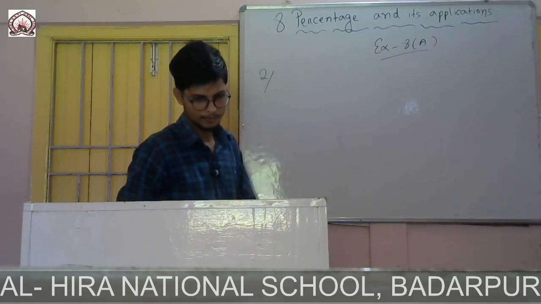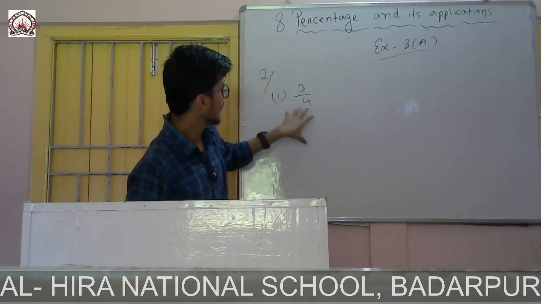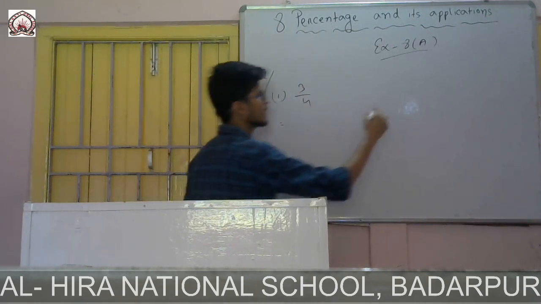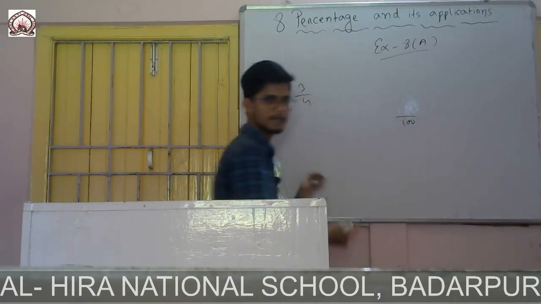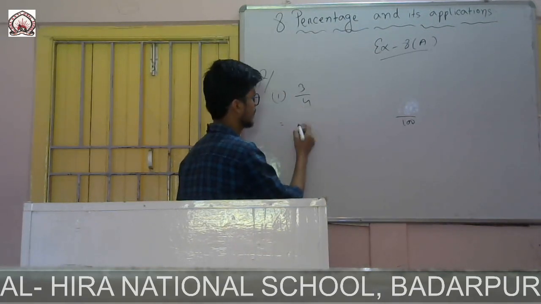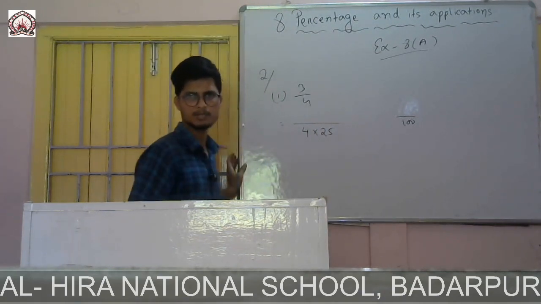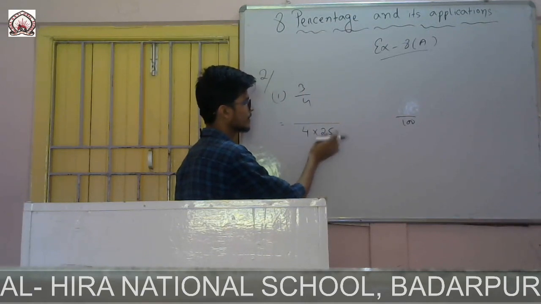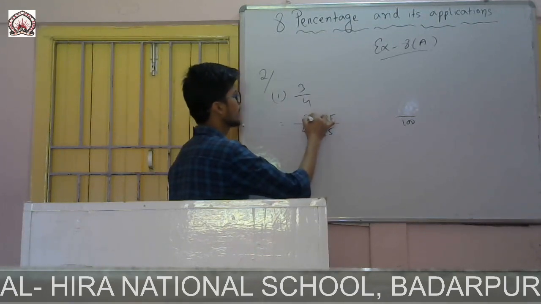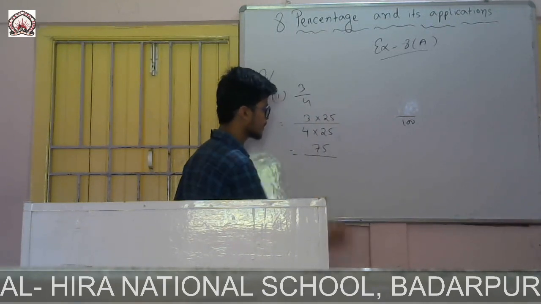Question number 2, Roman number 1: 3 by 4. I have to make this fraction a percentage. What we have learned is that if the denominator is 100, then I can write it as a percentage. So I have to make this denominator 100. 4 into 25 equals 100, so since I am multiplying the denominator by 25, in the numerator also I have to multiply by 25, and it is 3. So 3 into 25 is 75, and 4 25s are 100.